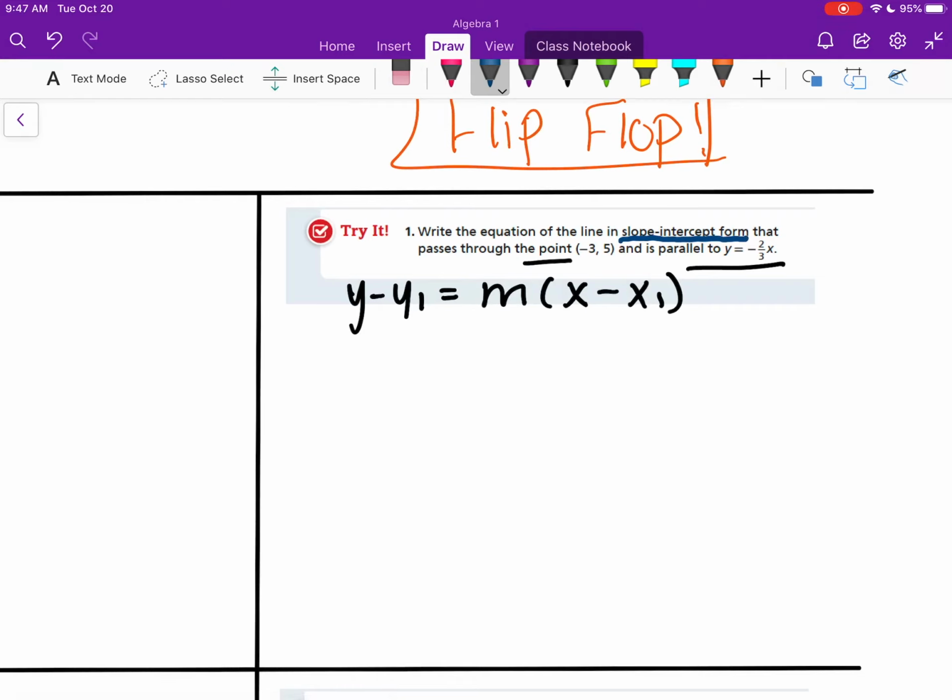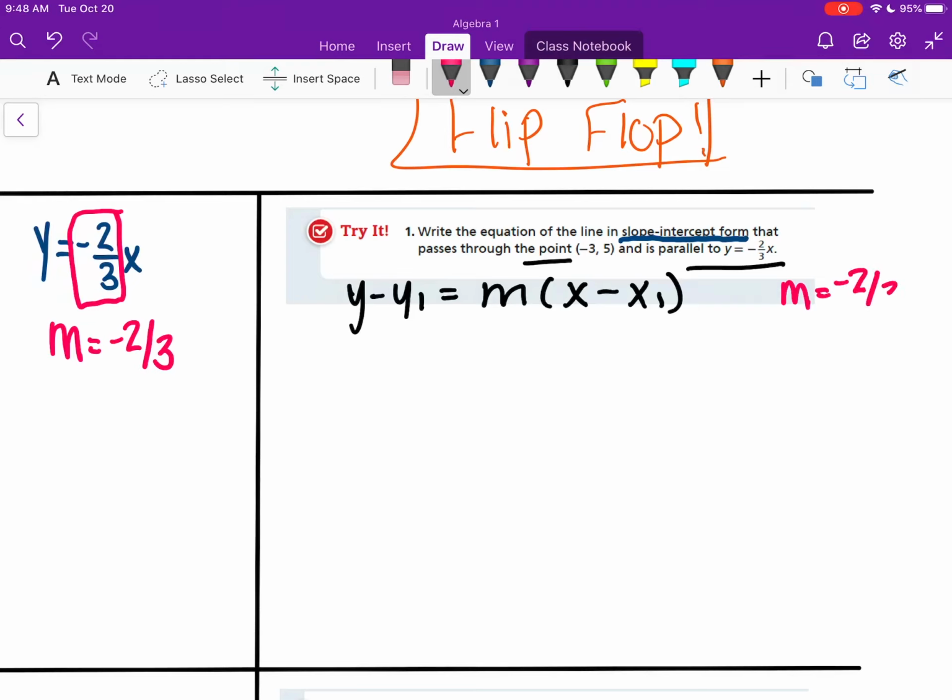So the equation we're given is y equals -2/3 x. And we know we need to be parallel to that. AKA, we need to have the same slope. So let's pick out the slope. The number in front of the x is the slope. So the slope of this line is -2/3, which means the slope that we want is also going to be -2/3 because we want the same since we are parallel.